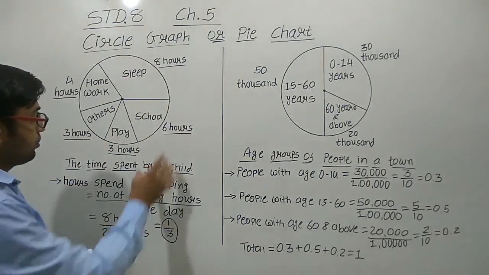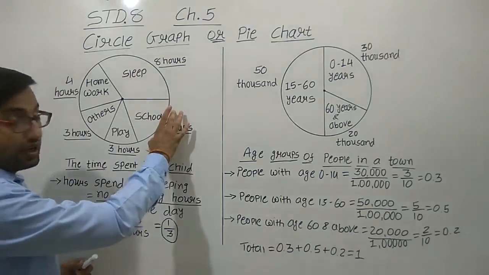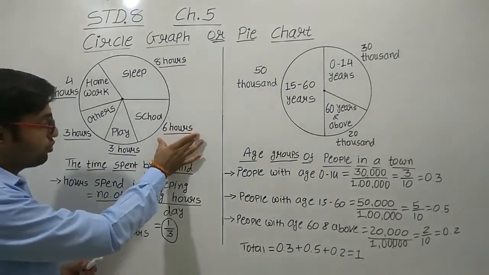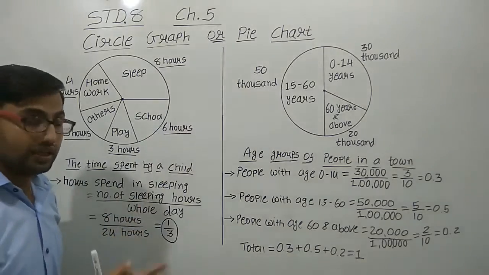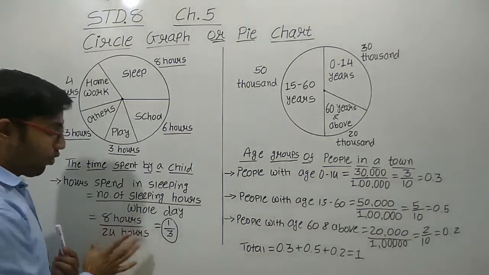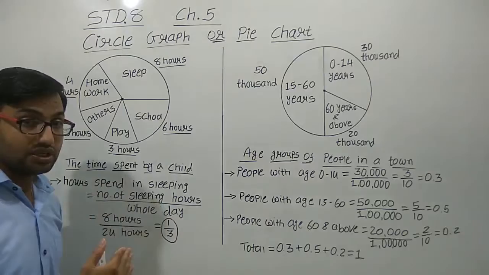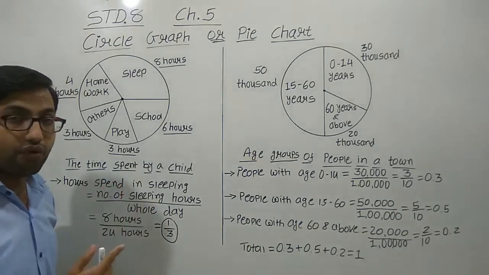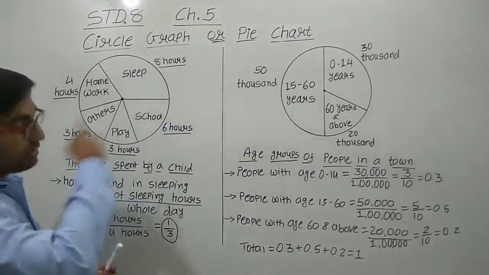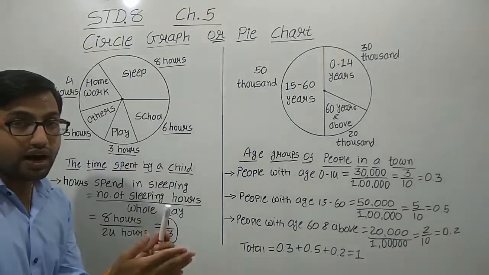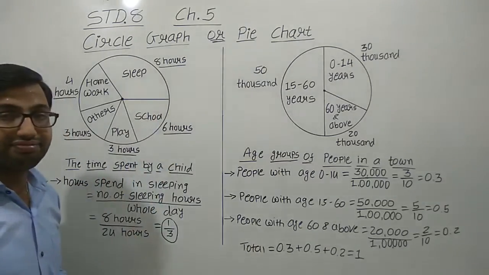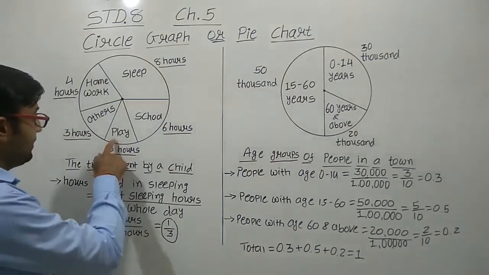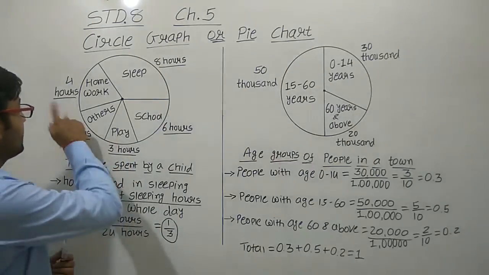In this way we can also calculate this portion. This is 6 hours. So the hours spent in school is what? 6 hours upon 24 hours, and 6 upon 24 is 1 upon 4. That means from the whole circle, 1/4 part we have to reserve for the school. Right? So in this way we can also calculate this and this.